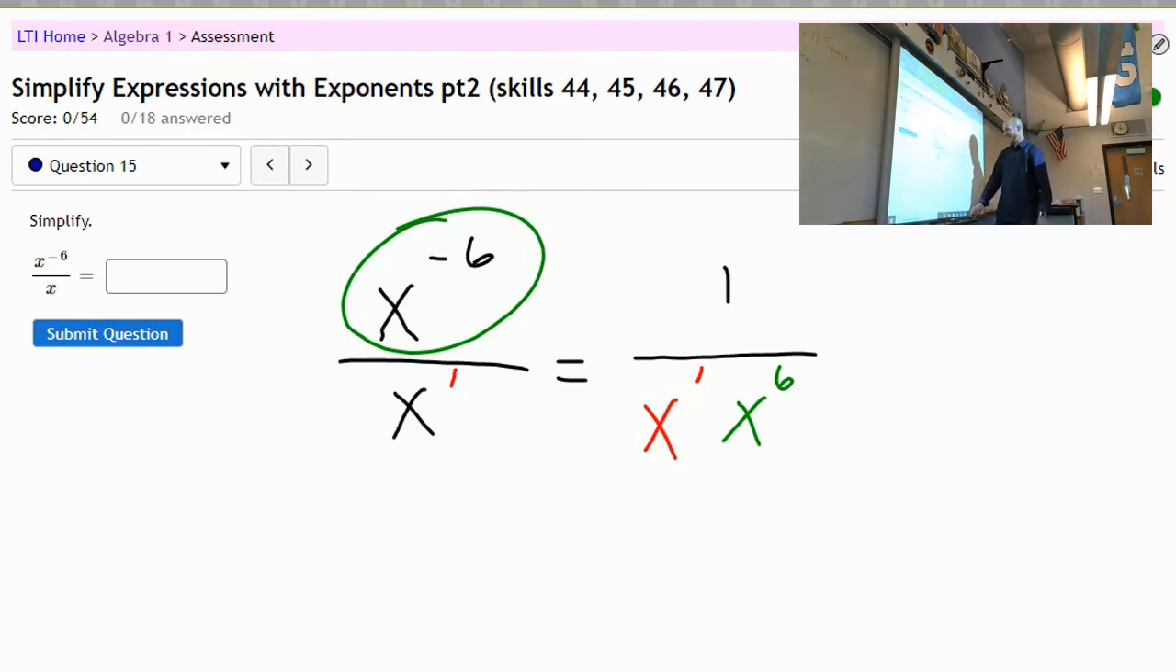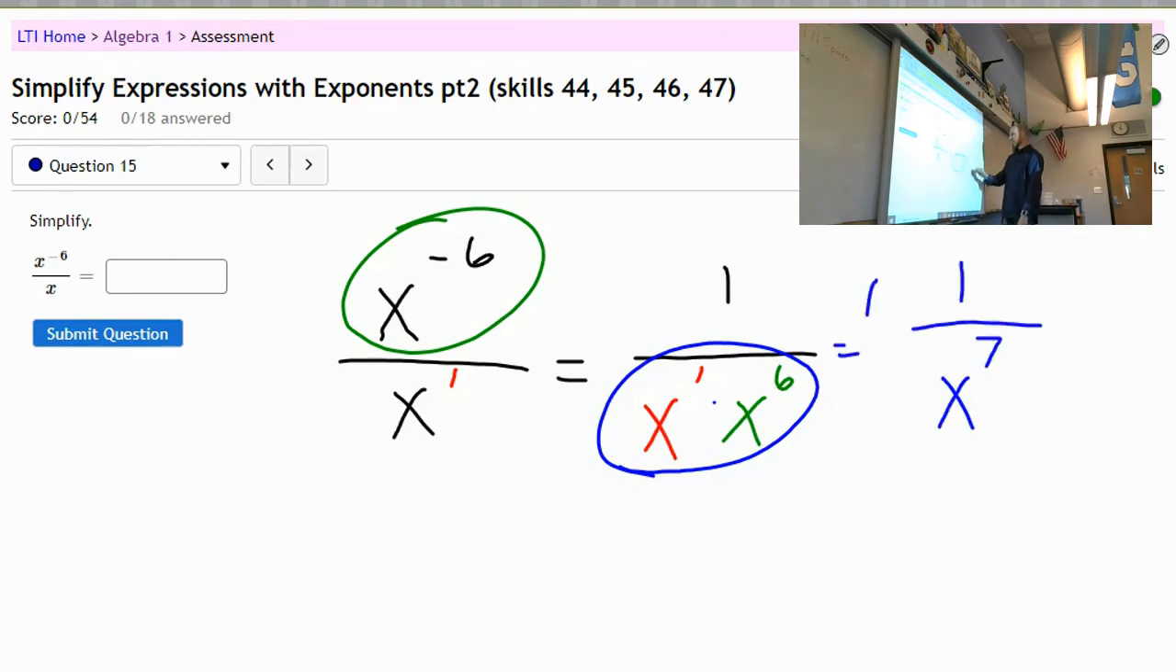And then in the denominator, I've got these two terms with the same base. I need to combine them. So this is multiplication. I'm going to add those two exponents together. 1 plus 6 gives me 7, and that stays in the denominator. 1 divided by x to the power of 7.